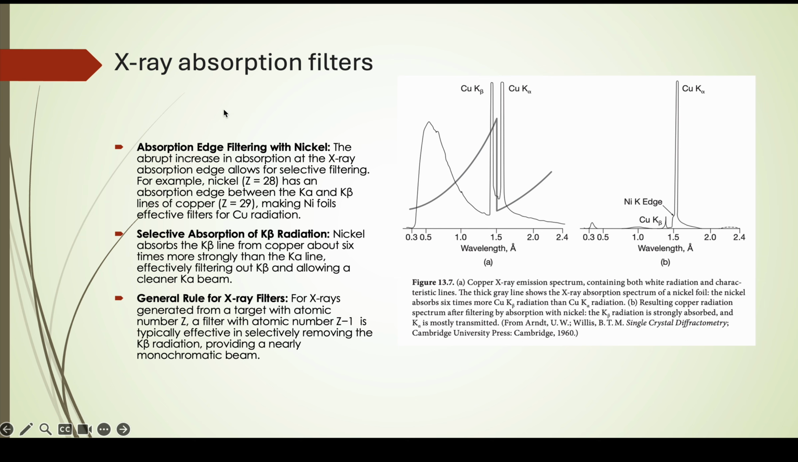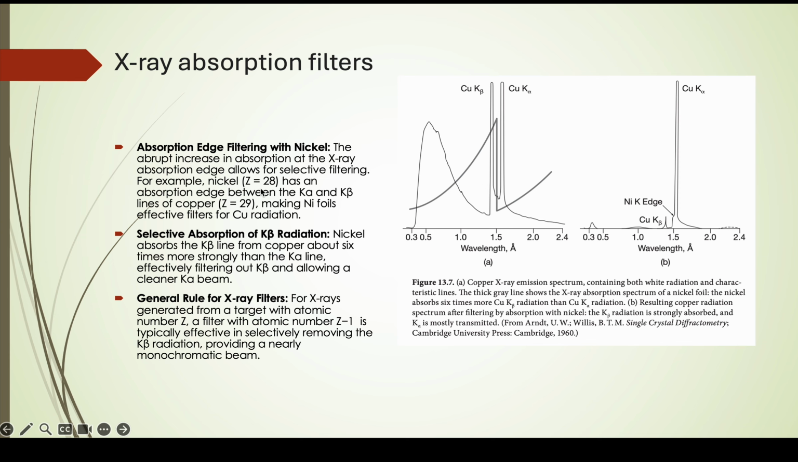So it can be done with the help of the nickel compound. For the copper, a nickel compound helps. How, for the other compound, what should we have to do? We will see. So, absorption edge filtering with nickel. The abrupt increase in the absorption at the X-ray absorption edge allows for selective filtering. Here we are talking about this abrupt increase.